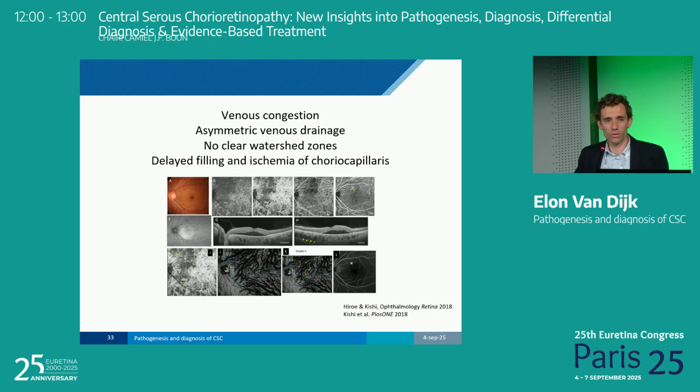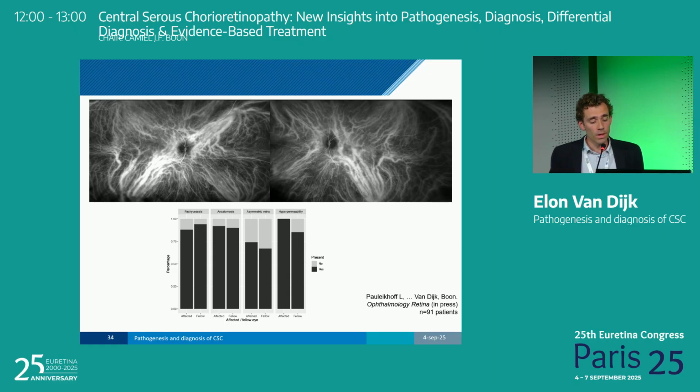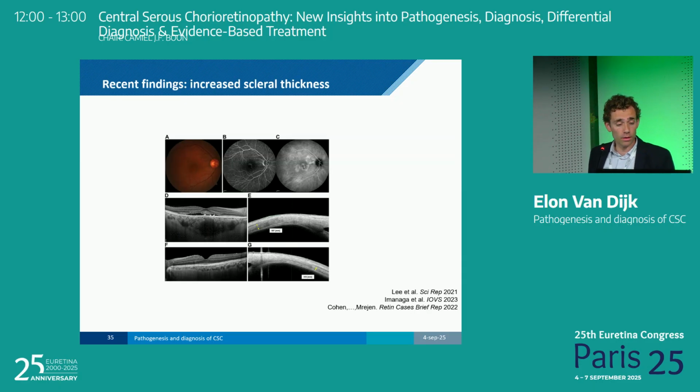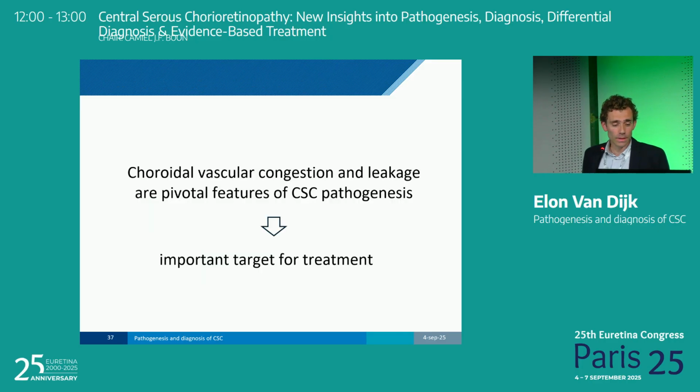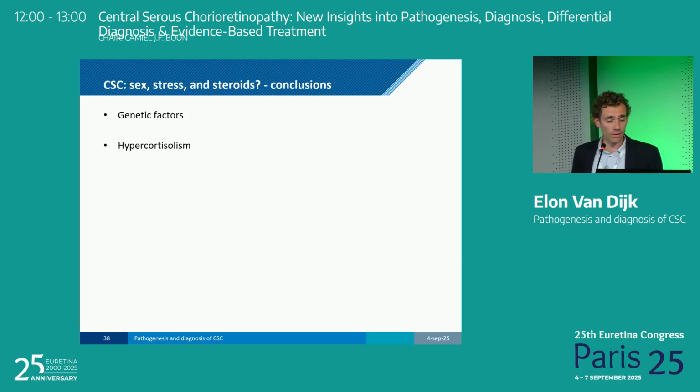But what is key in all these factors is quite challenging to find out. But at least there's something happening in the choroid that leads to the subretinal fluid. Importantly, you also find these abnormalities in the fellow eye of patients with CSC. So not only the affected eye, but also in the other eye, you will find similar abnormalities on ICGA. And there is something wrong with the sclera, whatever it is. There is something like choroidal vascular congestion and leakage. These features are pivotal in the CSC pathogenesis. This is an important target for the treatment. Later on in the treatment talk, we will further discuss that.